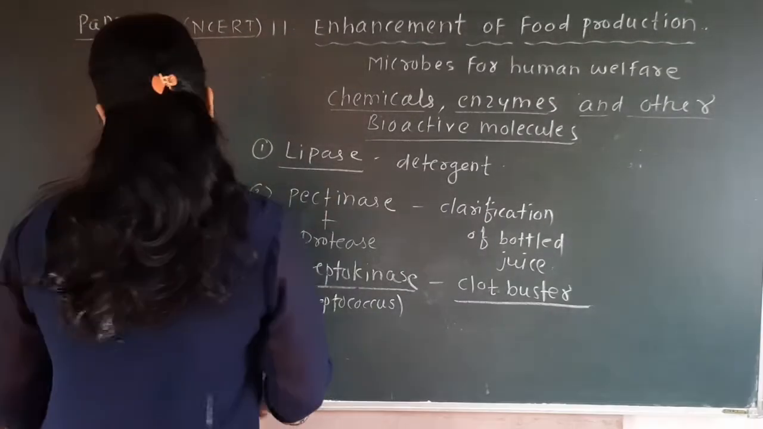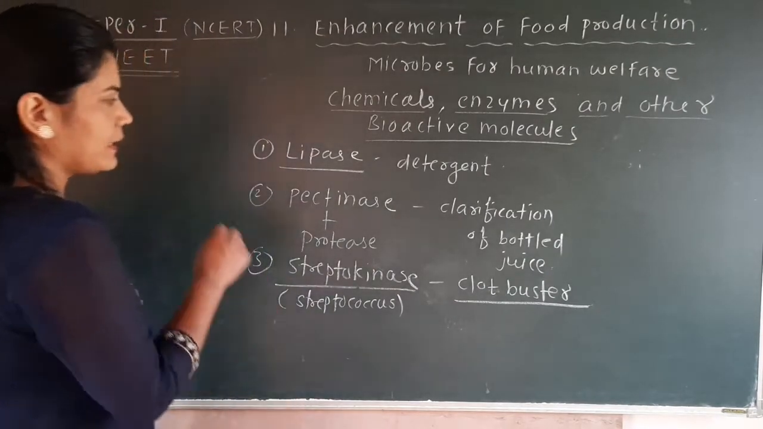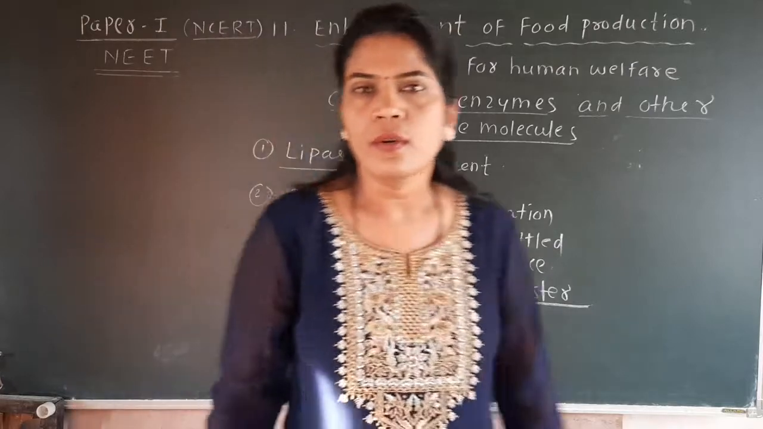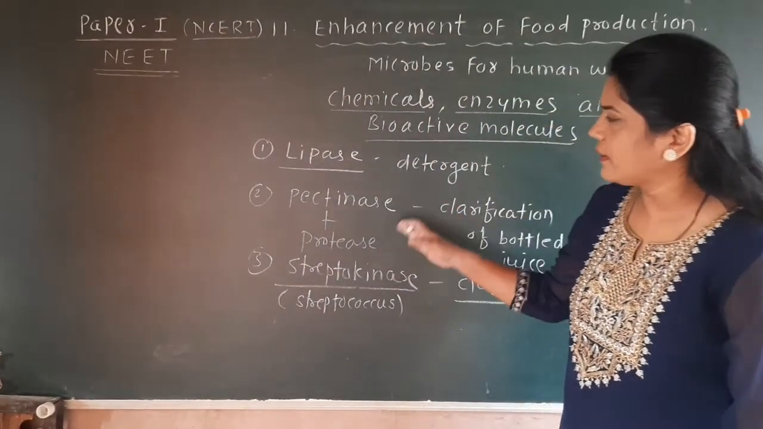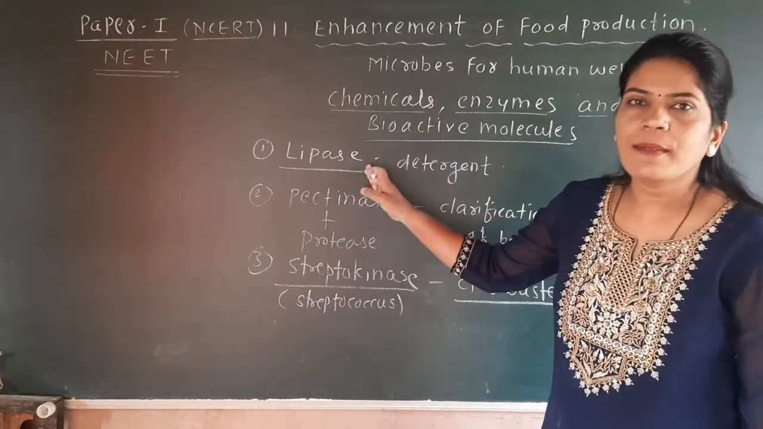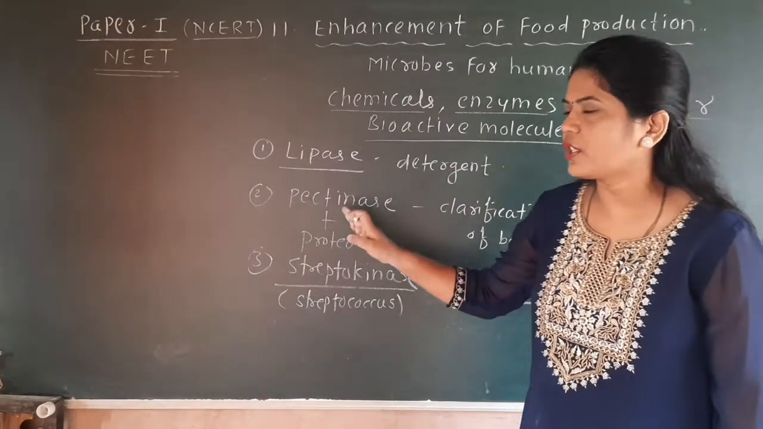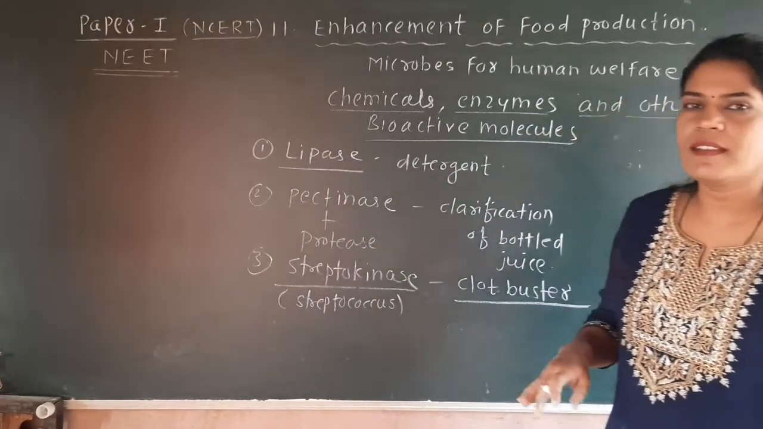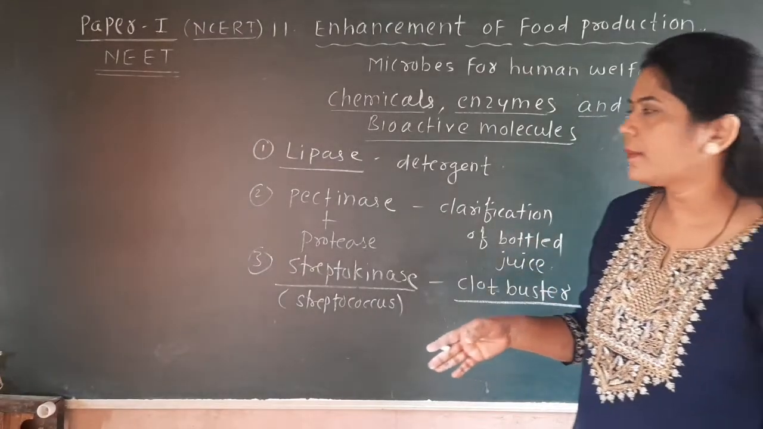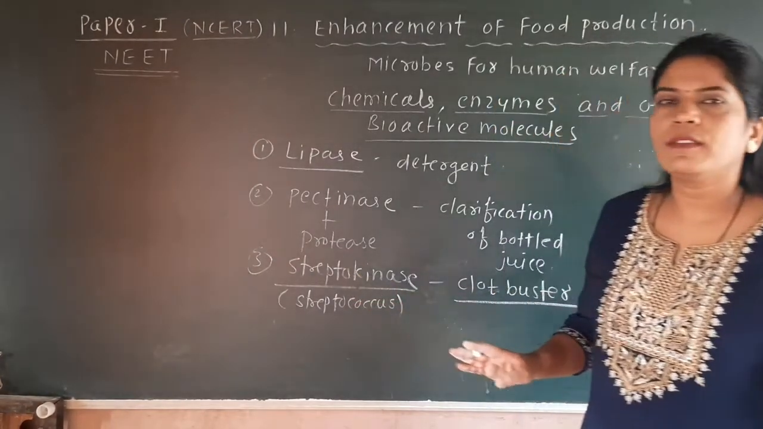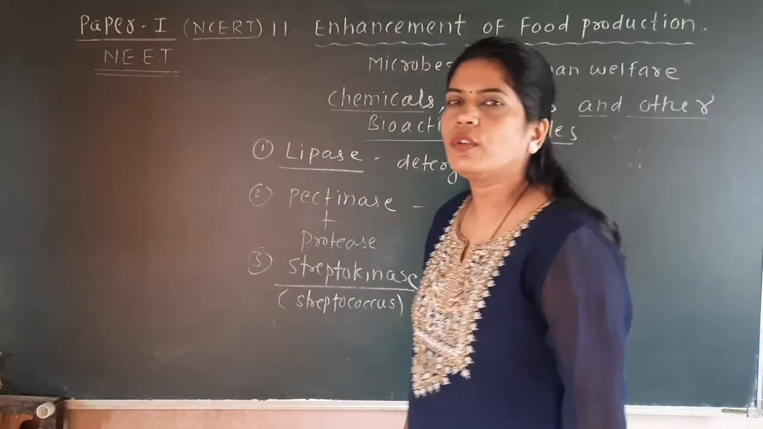Okay, so here we have given the names of some enzymes. You have to remember only these enzymes and their roles. The lipase enzyme is responsible for removing oily stains, so it is used in detergent formulation. Pectinase and protease enzymes are responsible for clarification of the bottle juice, so they are used in the market. Streptokinase enzyme is produced by the bacteria Streptococcus, and it acts as a clot buster, dissolving the clots.